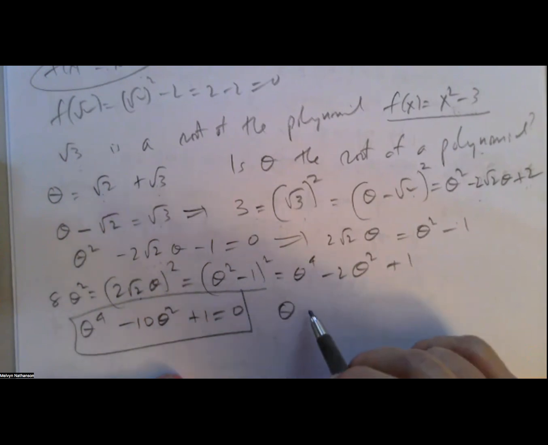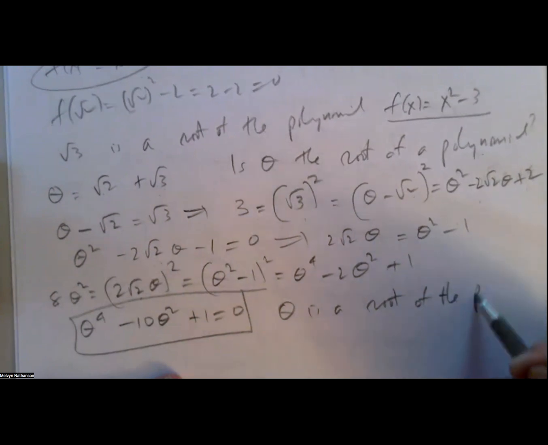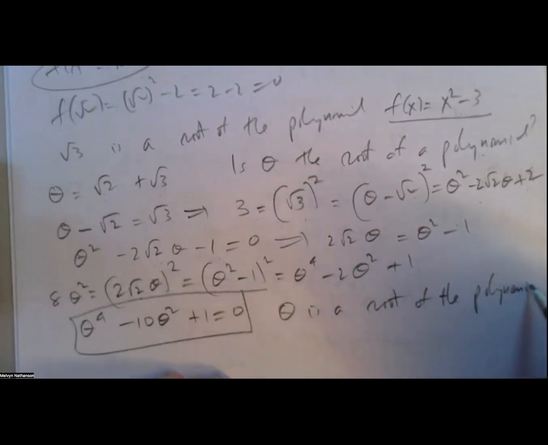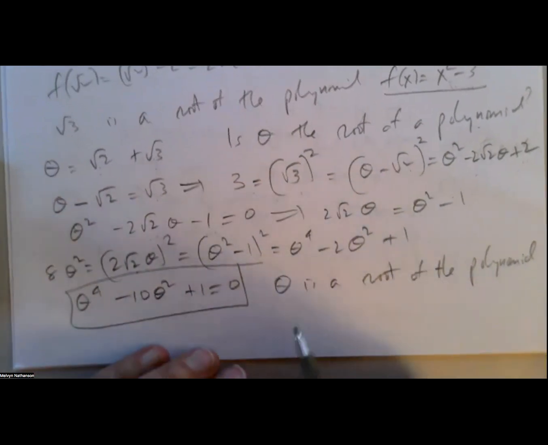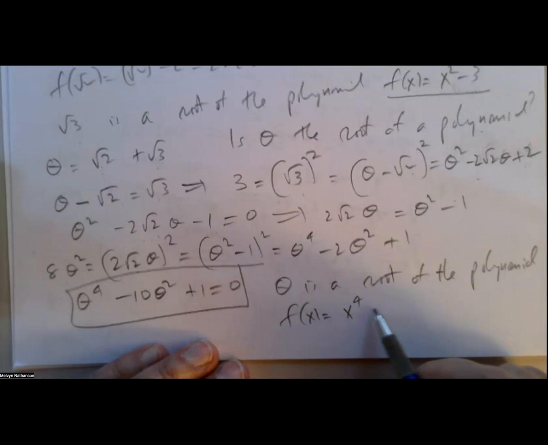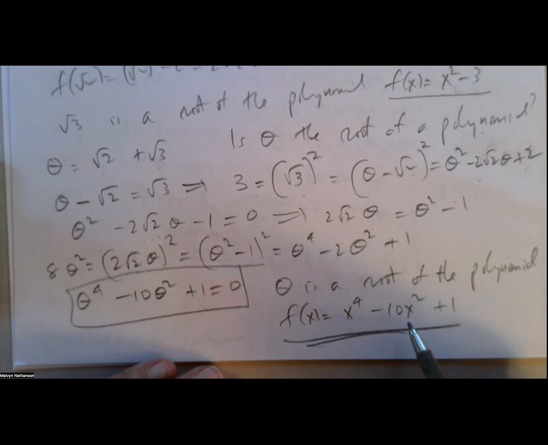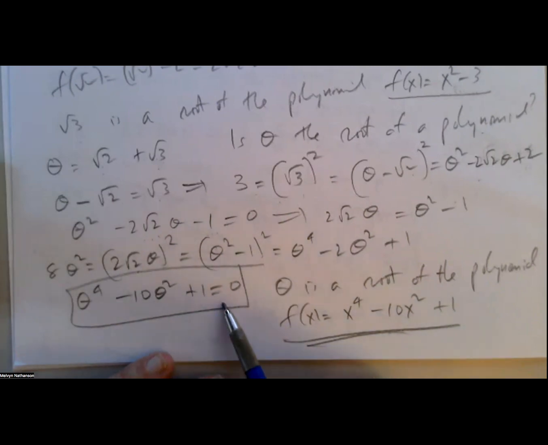Or another way of saying this is that theta is a root of the polynomial f of x equals x to the 4th minus 10x squared plus 1. So this is a quartic polynomial, a polynomial of degree 4, and theta, root 2 plus root 3, miraculously, is a root of this polynomial.